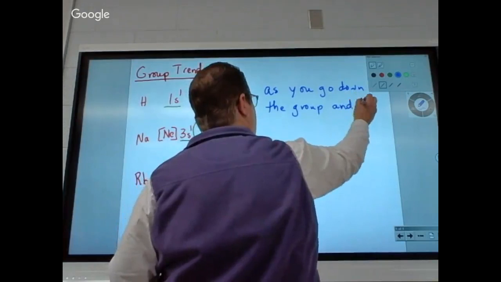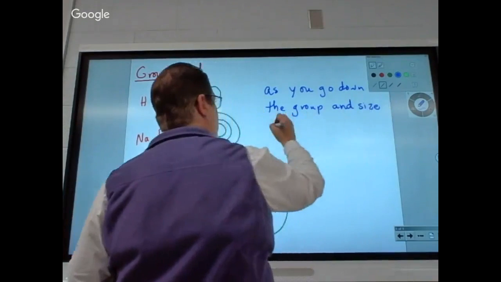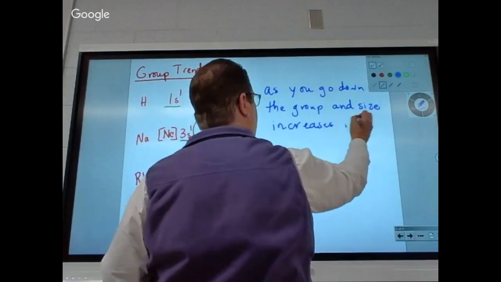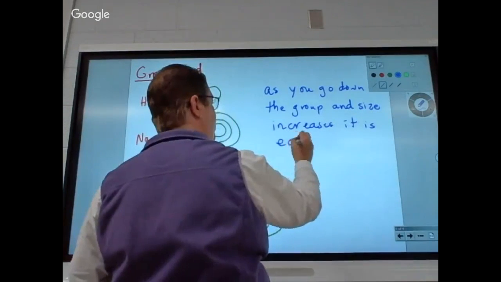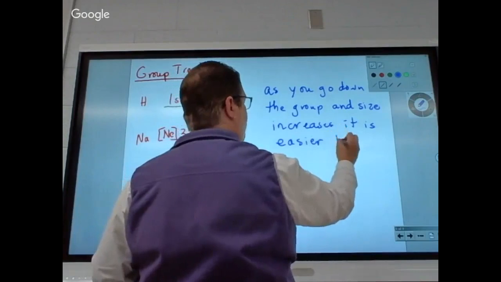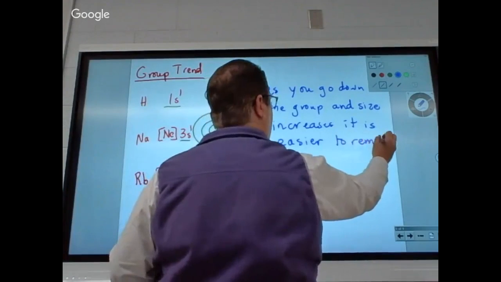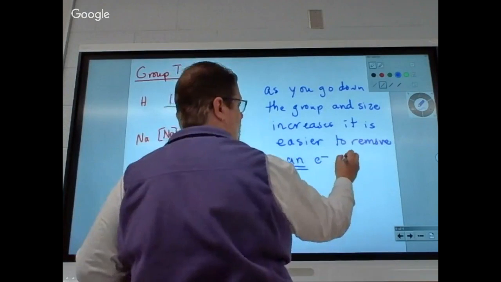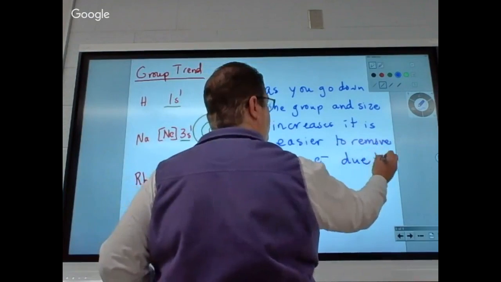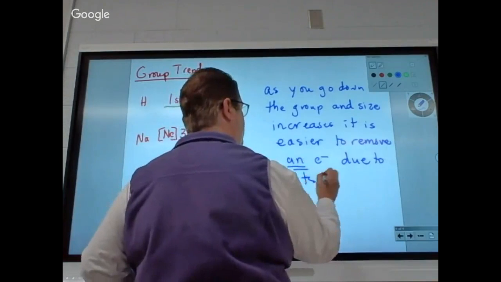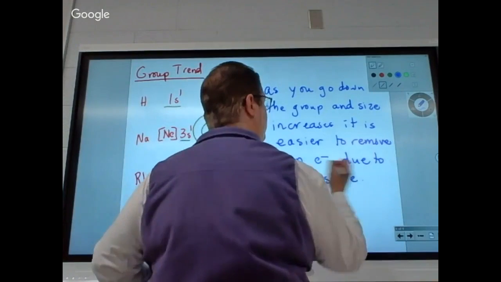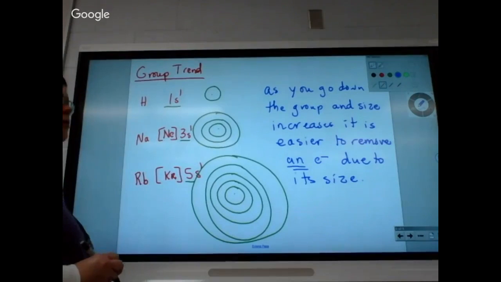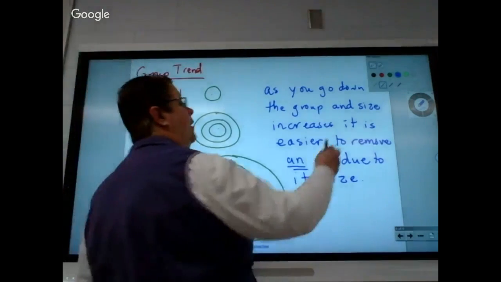All right, so as you go down the group, and size increases, it is easier to remove an electron due to its size. Okay? As you go down the group, it's easier to remove an electron.